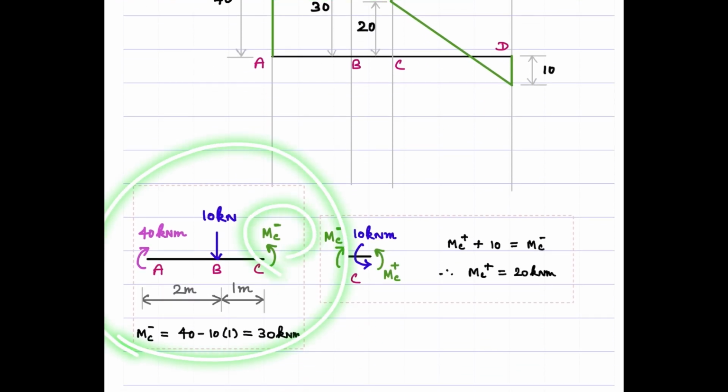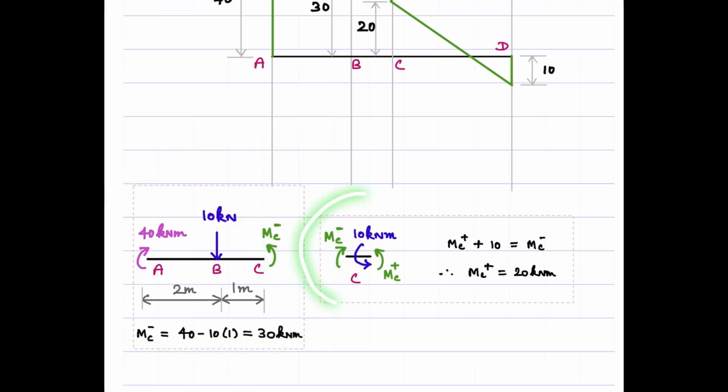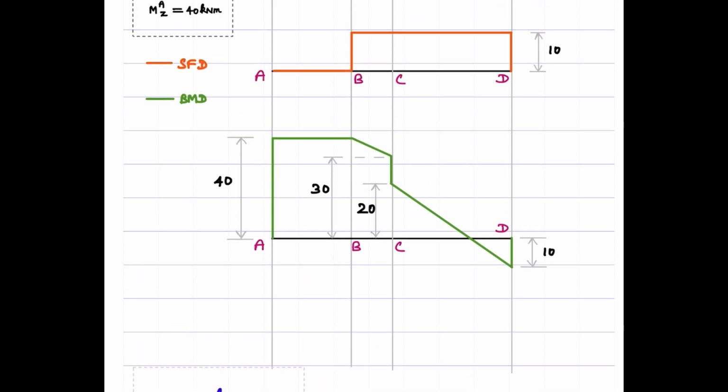So from this we can see MC minus equal to 30 kilonewton meter, and then if we consider the equilibrium condition of this joint C alone, one can determine that MC plus is going to be 20 kilonewton meter. Okay, so this is 30 kilonewton meter and this one is 20 kilonewton meter. This therefore tells us that from here it has to come down to 20 kilonewton meter as we see here.